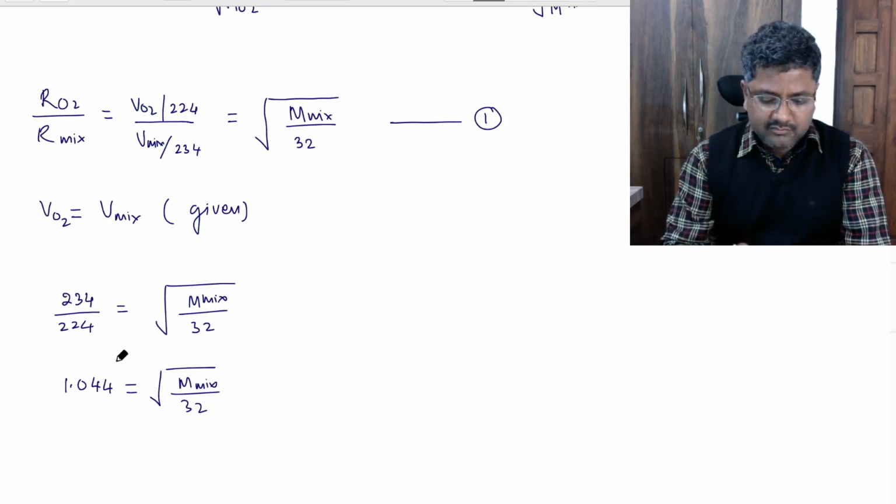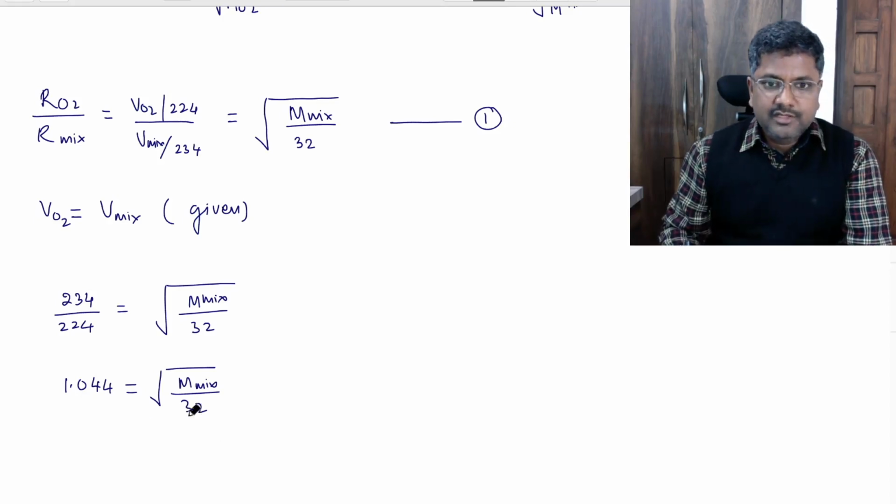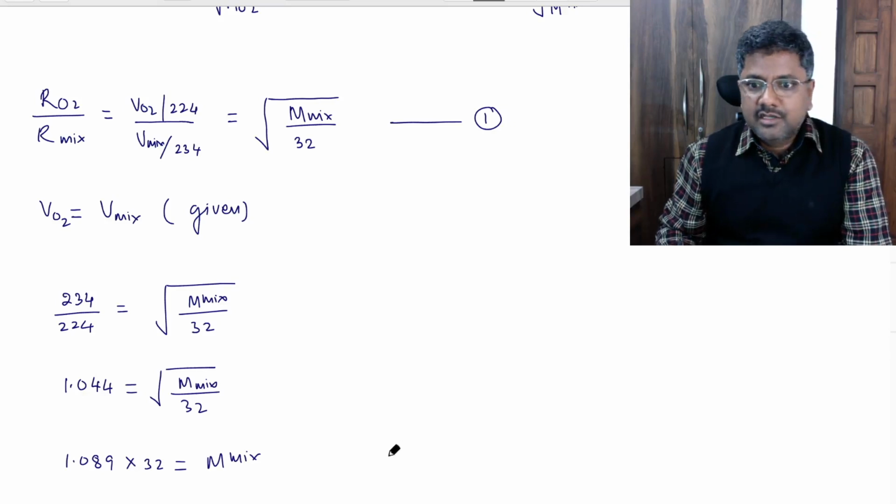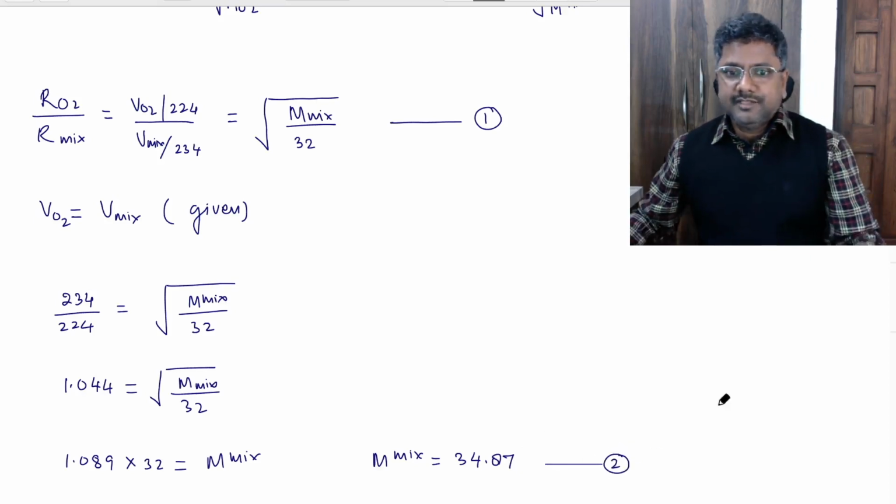1.044 multiplied by 1.044 is 1.089. 1.089 multiplied by 32 is equal to the molar mass of mixture. So multiplied by 32, we get 34.87. So the molar mass of mixture is 34.87. This is equation 2.